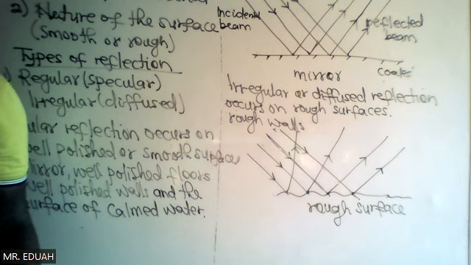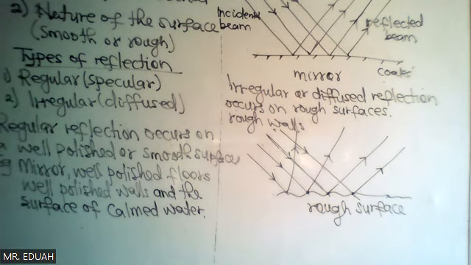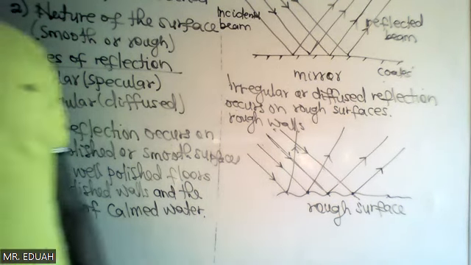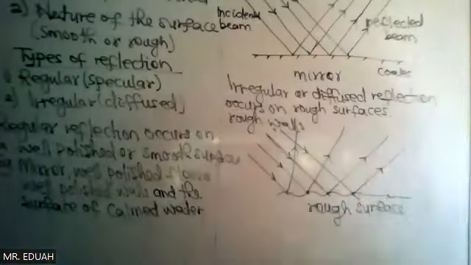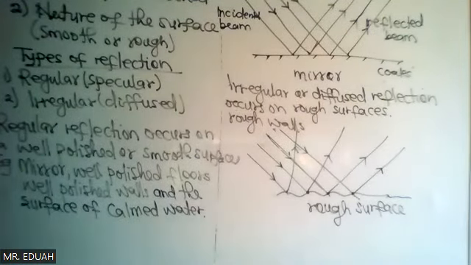Please, what's the meaning of virtual? Virtual image, what does it mean? When you look at yourself in a mirror, the kind of image formed is virtual. So a virtual image is not formed on a screen.